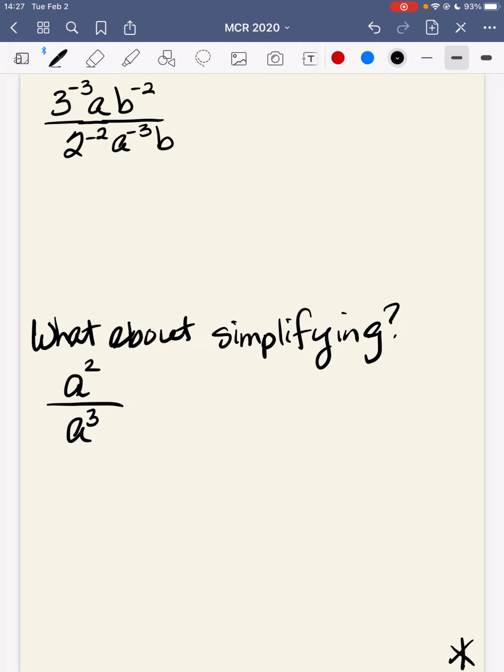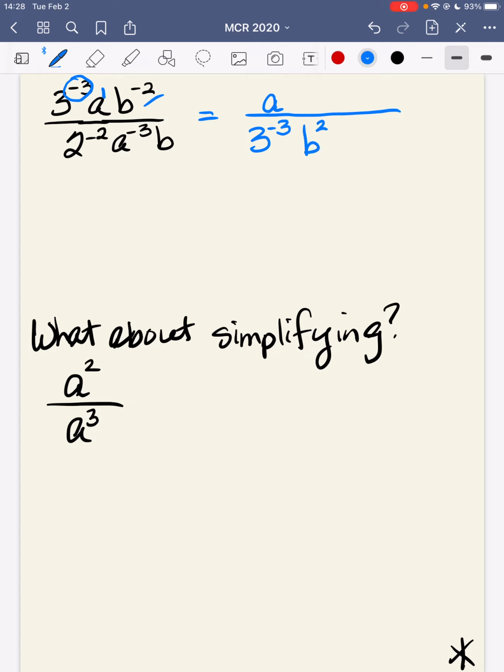Right, this one's a little messier than some of our previous ones, but I'm not going to change my methodology here. So my 3 here is actually to a negative third power. Okay, so I'm going to go ahead and move it into the denominator. All right. My a is a positive first power. It's going to stay. My b is to a negative 2 power. I'm going to put him in the denominator as a positive.